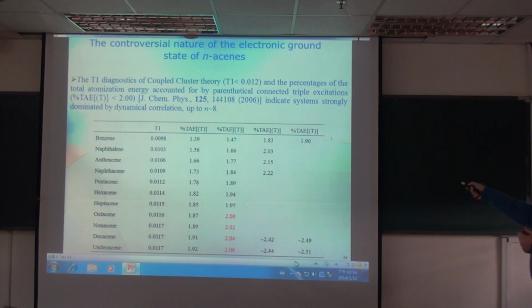And this is based on the calculation of the percentage of the total atomization energy which is accounted for by parenthetical connected triple excitations in CCSDT calculations. And if this quantity is smaller than 2%, this indicates that we have a system that is strongly dominated by dynamical correlation. Because as you can see from this table, this is the case until octacene. And then beyond that, the threshold is passed, and this may indicate that for systems like nonacene and decacene, multi-reference effects may indeed start to be important.